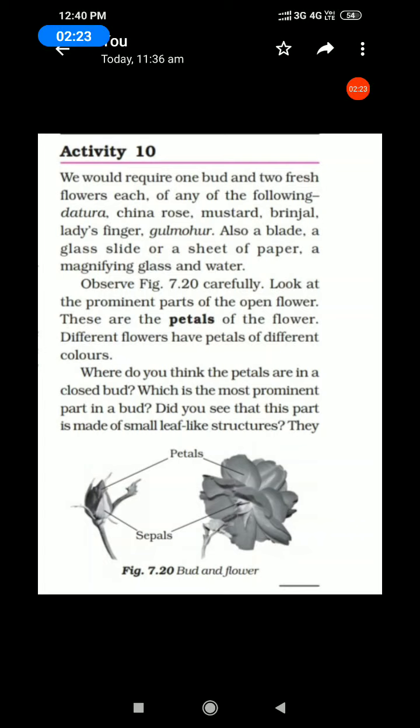Where do you think the petals are in the closed bud? Which is the most prominent part in the bud? Did you see this part is made of small leaf-like structures? All of you see the picture.